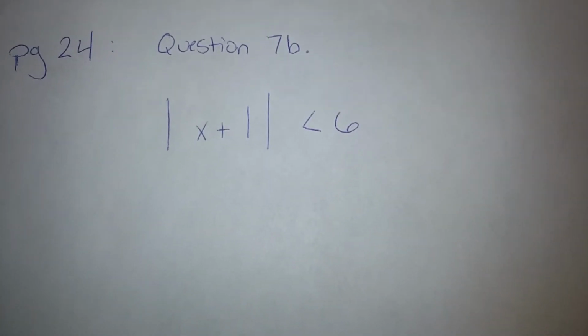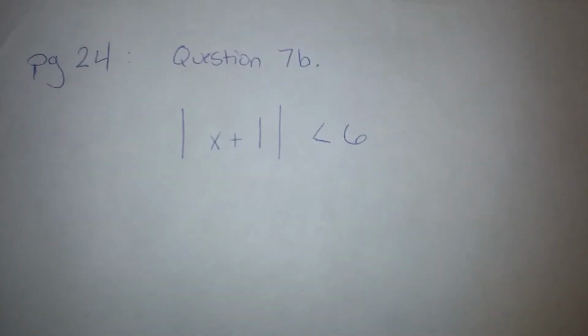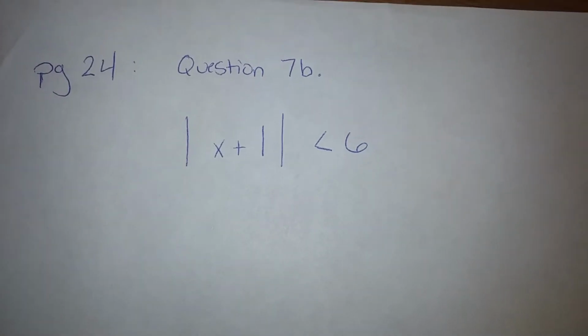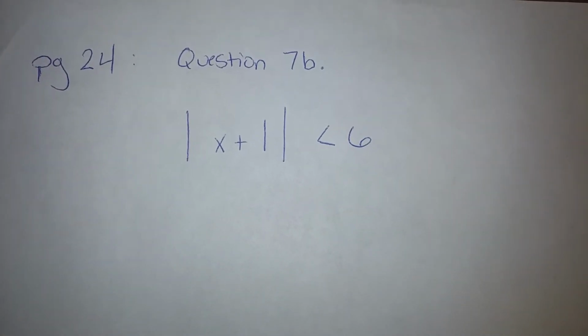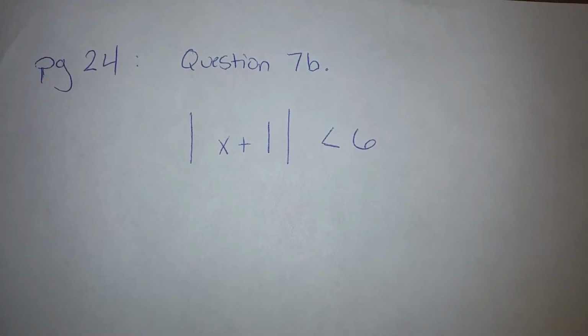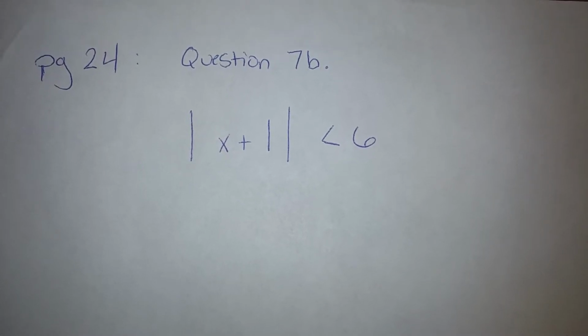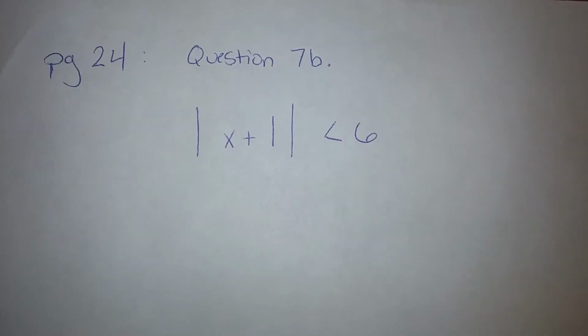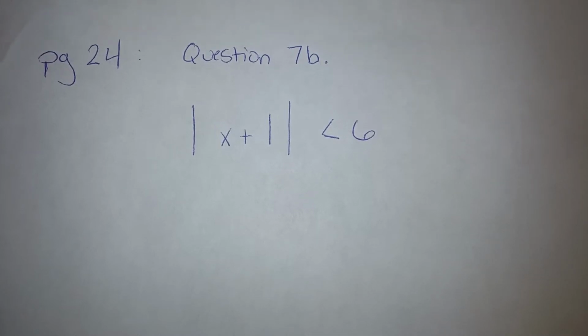Hello, everybody. I wanted to do a quick review of question 7b from page 24 in the chapter 9 packet. This is from last Wednesday's assignment. So here we have the absolute value of x plus 1 is less than 6.